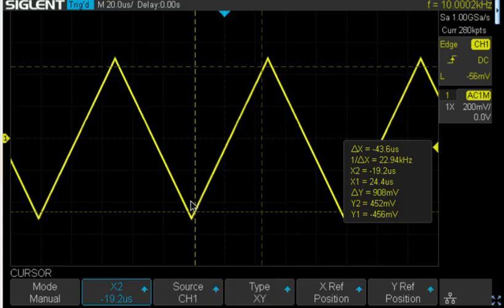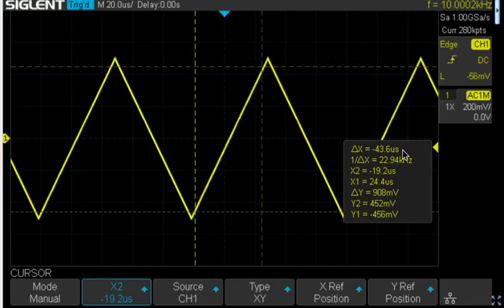Okay? So literally, this cursor here is at the 10% point up from that, and this cursor here is at the 90% point, which is 10% down from there. So that differential, which is the delta x, is 43.6 microseconds. Okay, don't worry about the negative. It always takes the x2 minus x1. If you reverse the positions of the two cursors, this will read a positive. It doesn't matter.